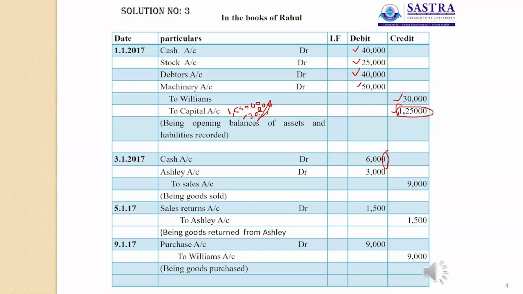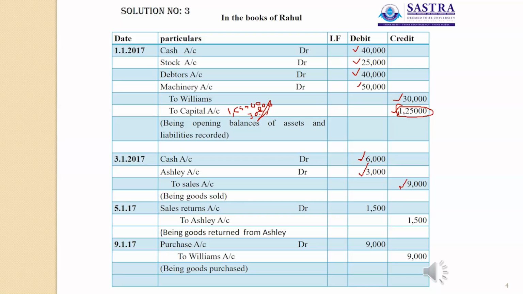So 6,000 is a cash transaction, then Ashley is a credit transaction of 3,000. So cash account debit, Ashley account debit, to sales account. Here cash account debit 6,000, Ashley account debit 3,000, to sales account 9,000.